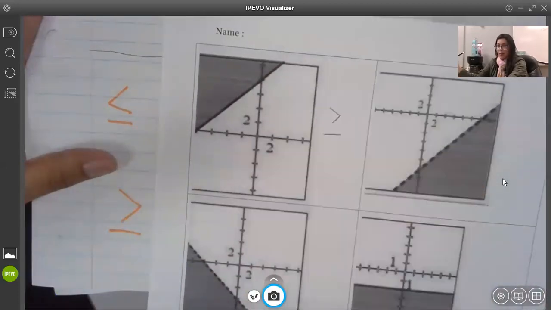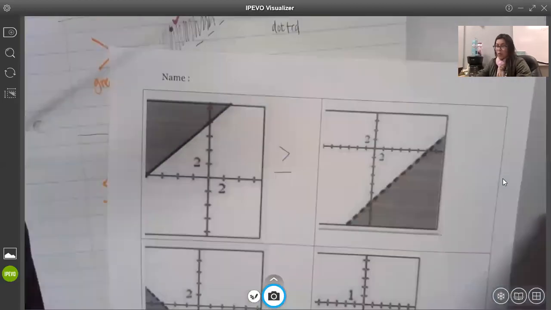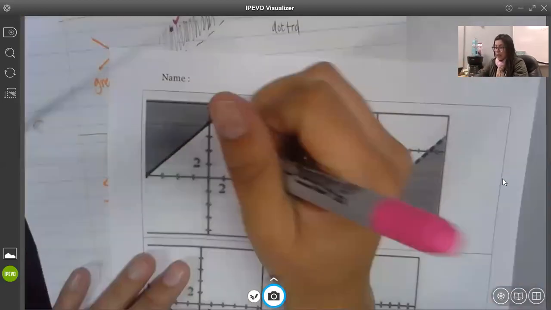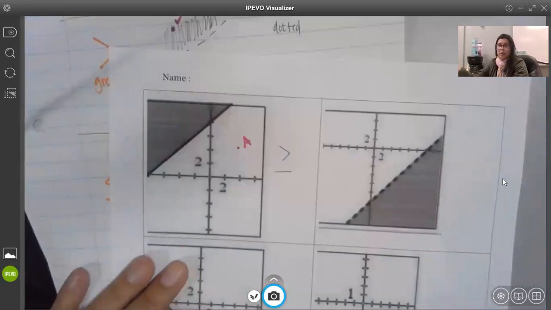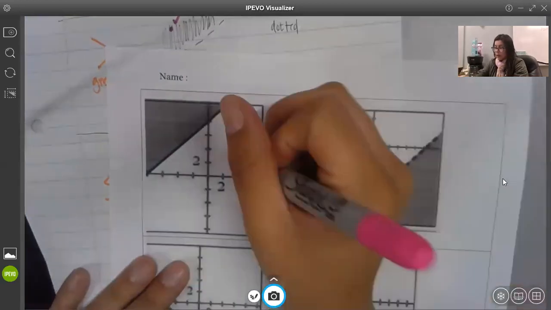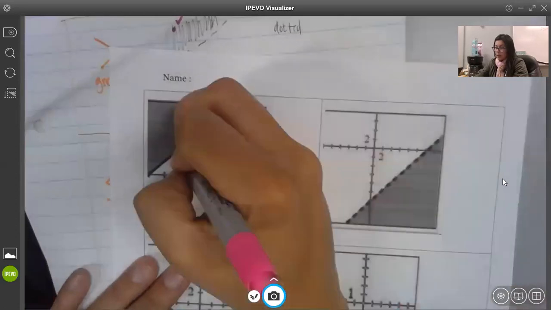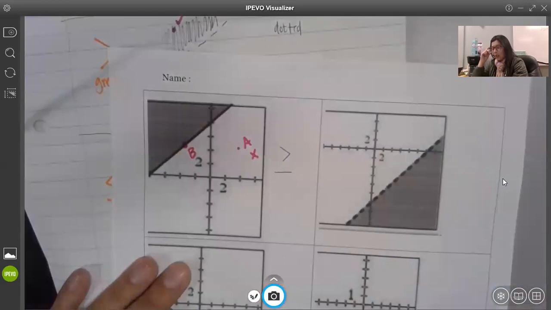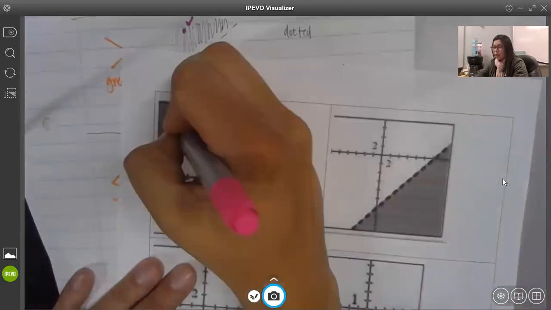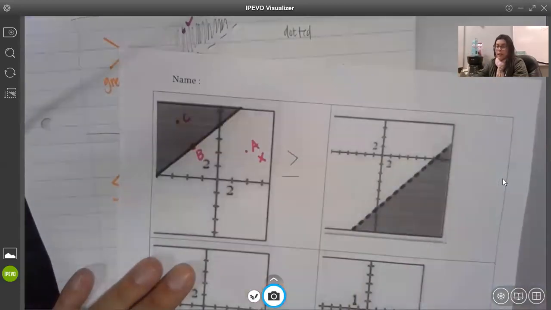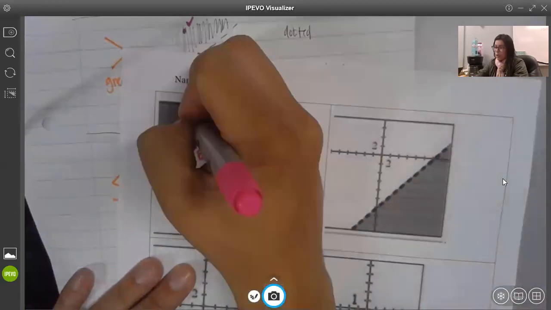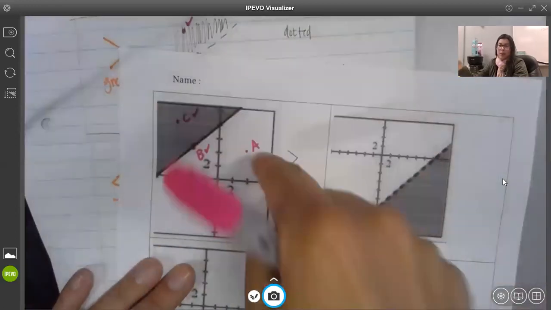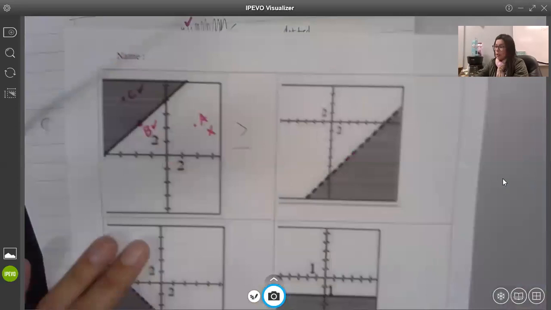Now I'm going to ask you a question and you're going to tell me, is this point a solution? A: No, it's in the white space. What about B, if it's on the solid line? Yes, it's on the solid line. What about C, the shaded area? Yes. So these two are solutions, but A is not because it's in the white space.